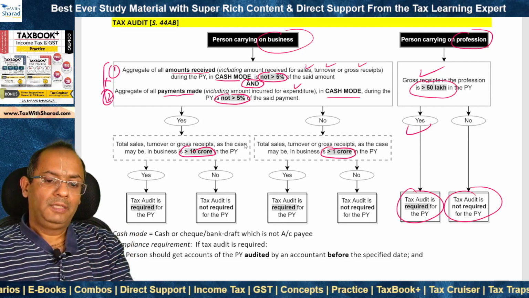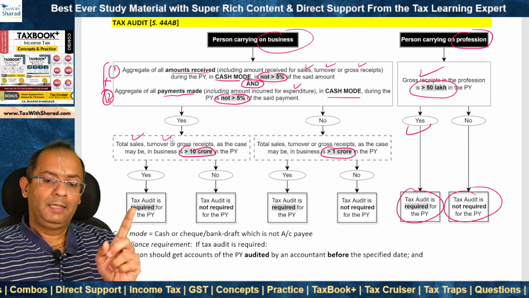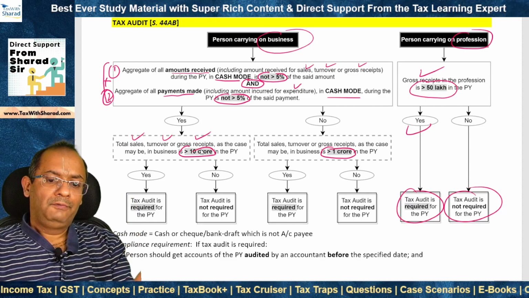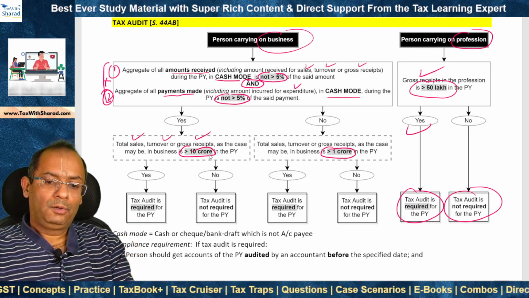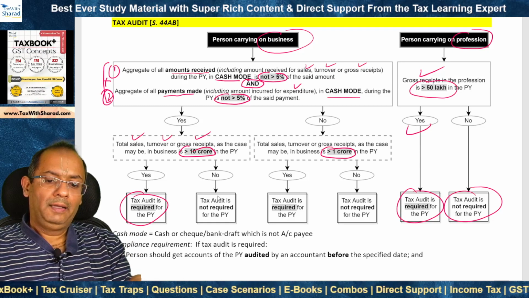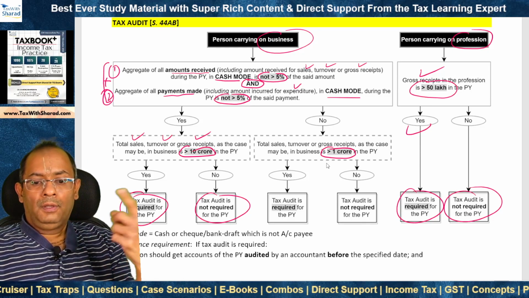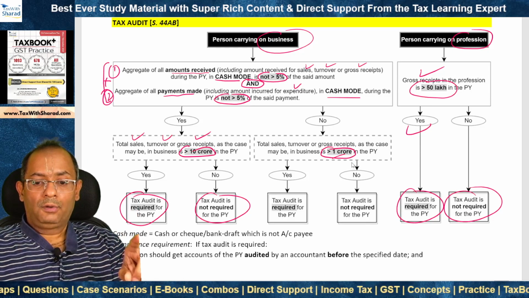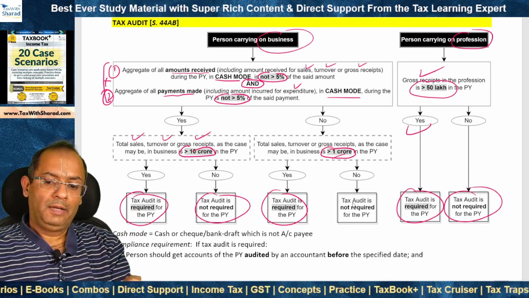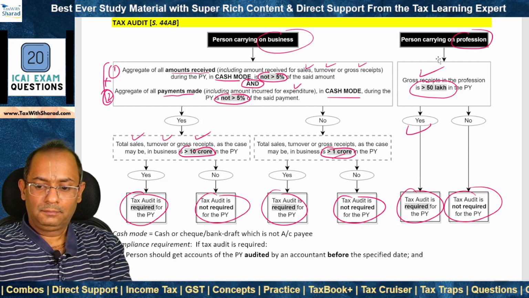And this threshold is to be seen in respect of what? Total sales, turnover or gross receipts in business in the previous year. If this exceeds more than 10 crore, where 10 crore threshold applies, then tax audit is required, otherwise it is not required. Where it exceeds rupees 1 crore in the previous year, where threshold of 1 crore applies, then tax audit is required, otherwise it is not required.